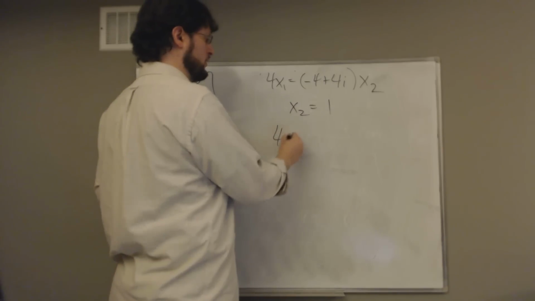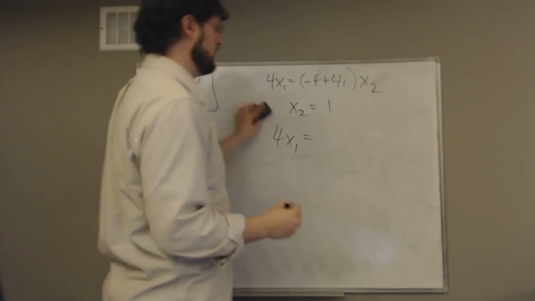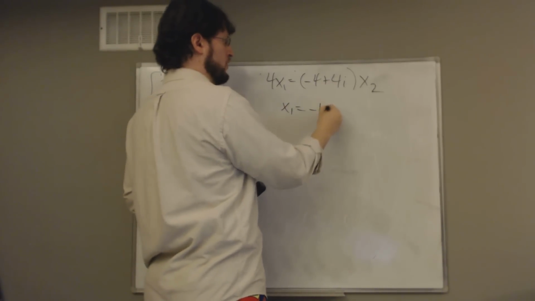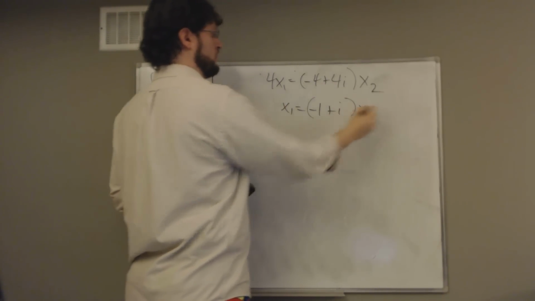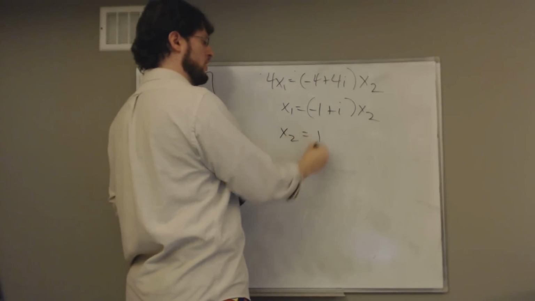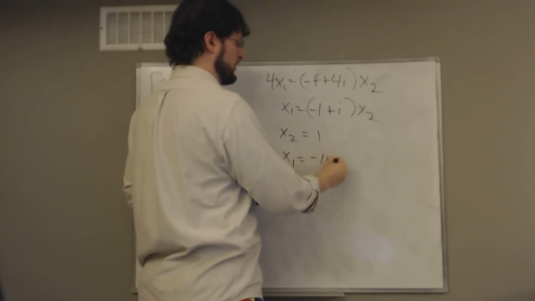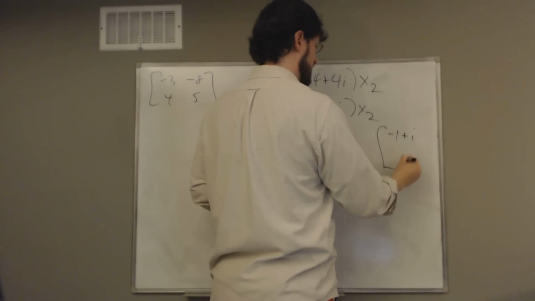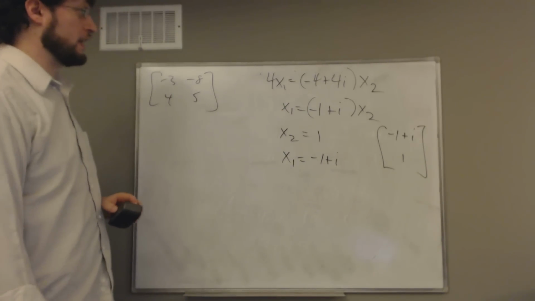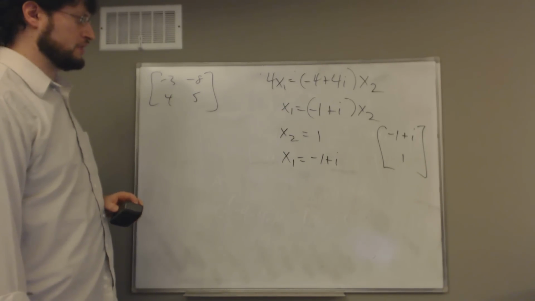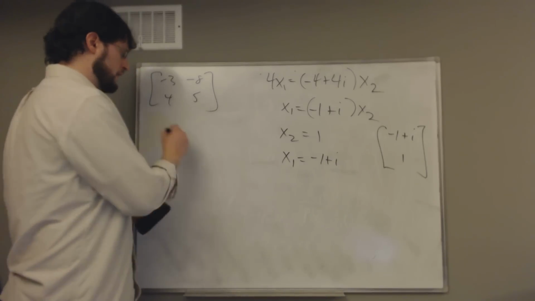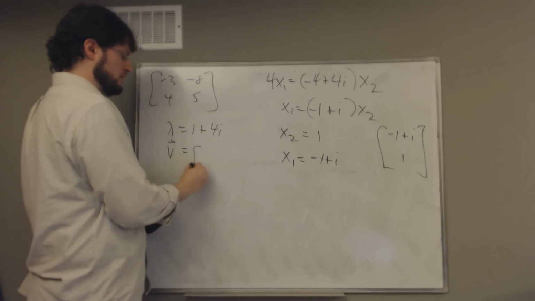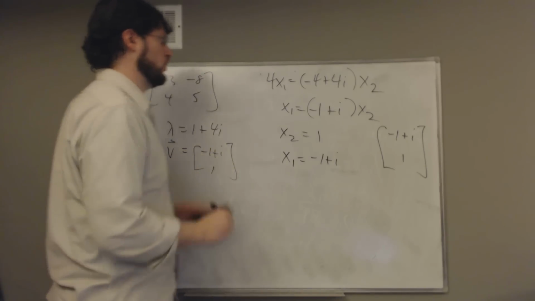So then 4 x1, well, even before we do that, we can divide through by 4, see that x1 is (-1 plus i) x2. So that if x2 is 1, then x1 is -1 plus i. And our eigenvector is (-1 plus i, 1), corresponding to the eigenvalue that we discovered earlier. So we got eigenvalue 1 plus 4i, and eigenvector (-1 plus i, 1).